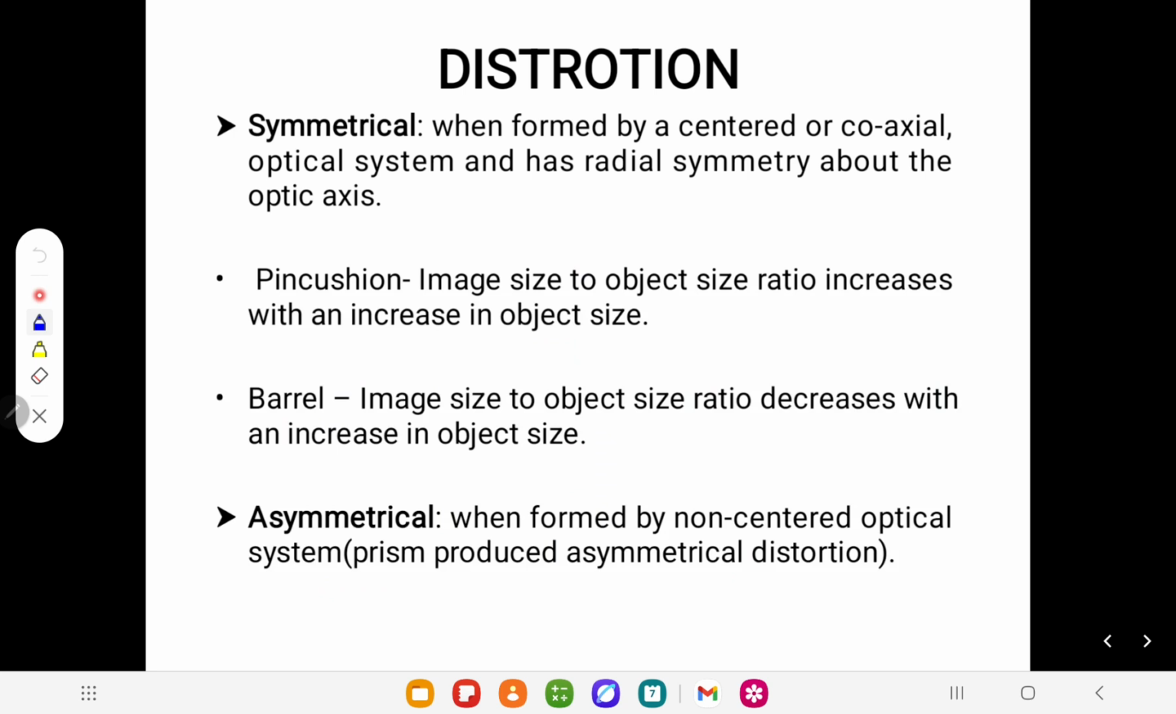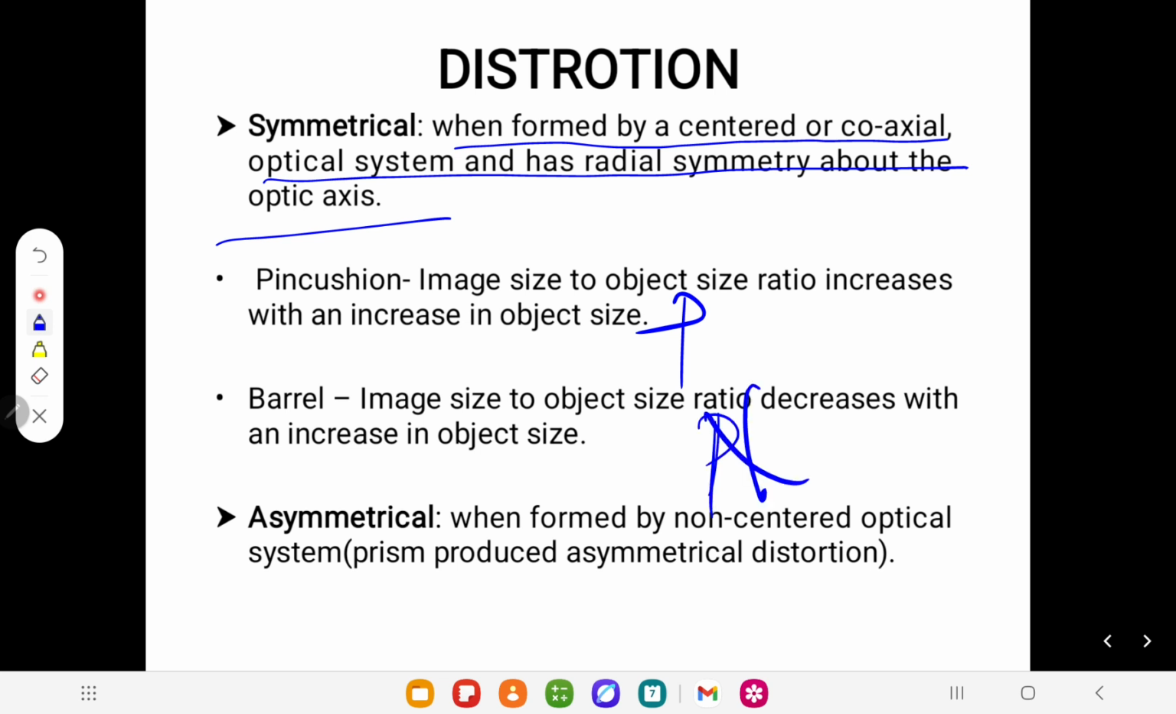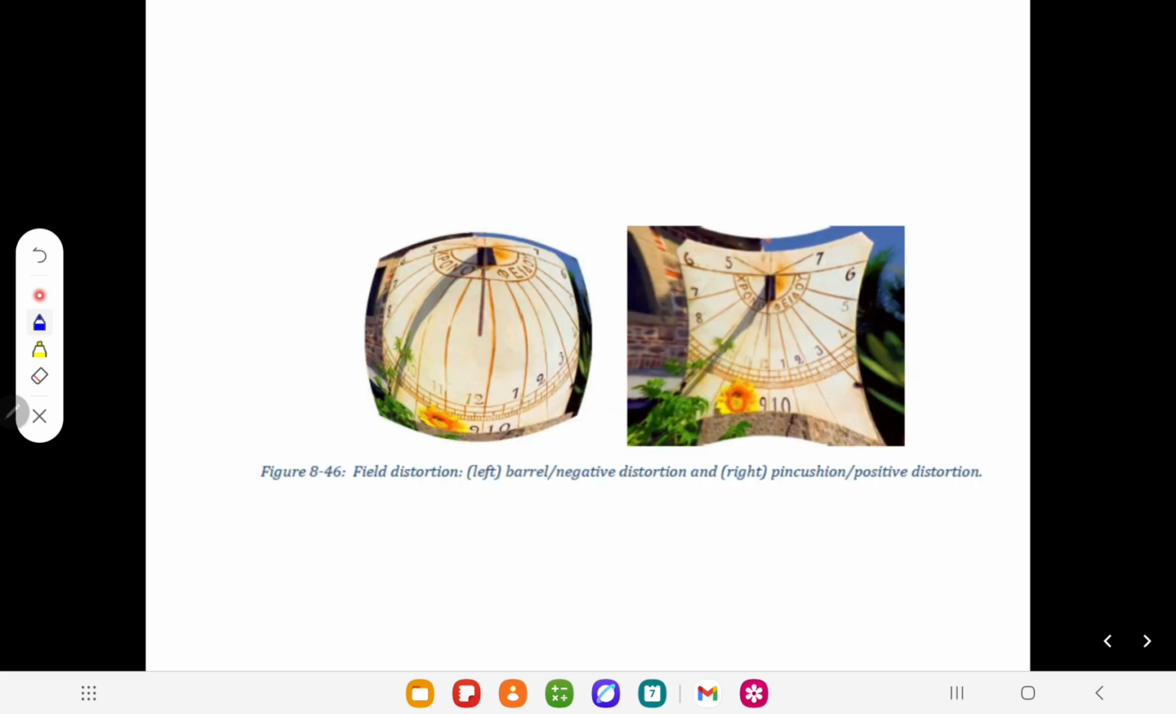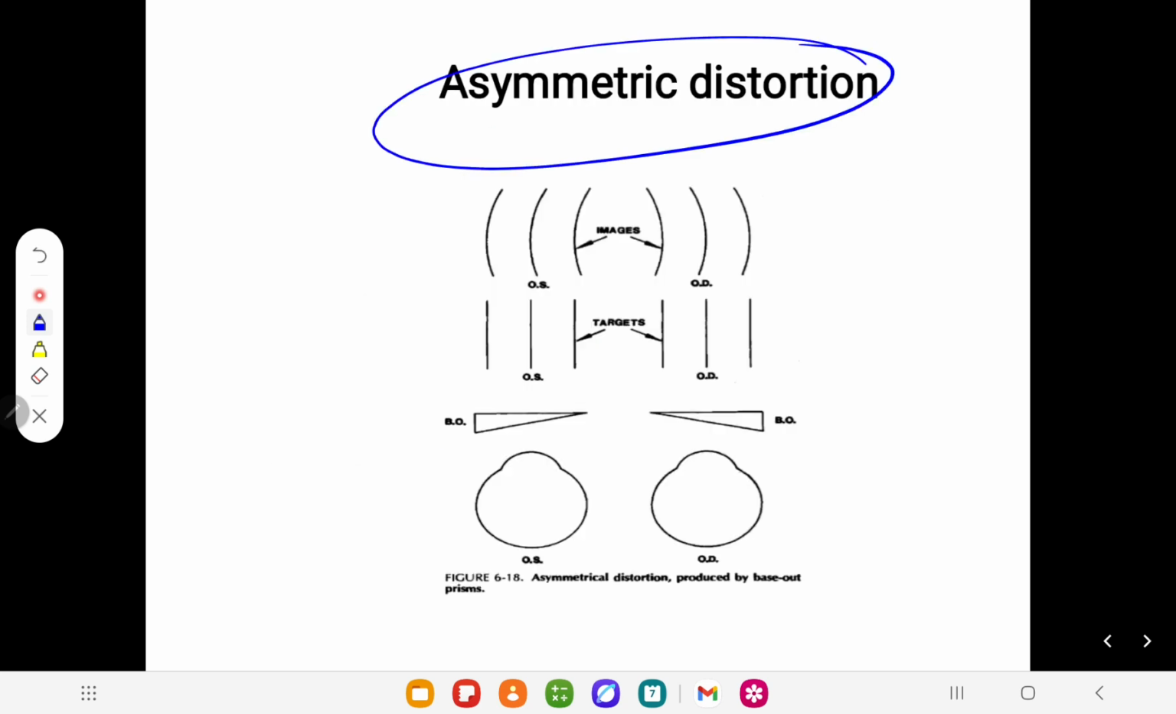We note distortion is symmetrical when formed by a centered or coaxial optical system that has a symmetrical optical axis. Pincushion creates symmetrical distortion by plus, barrel creates symmetrical distortion by negative lens. Asymmetrical distortion is definitely caused by a non-centered optical system, especially by prisms. Prisms create asymmetrical distortion. So this is barrel distortion and this is pincushion distortion, P for P. Okay, so asymmetrical distortion is created by prisms.